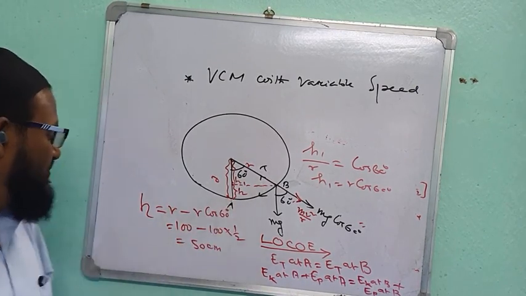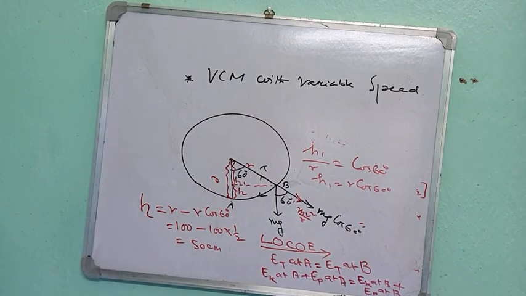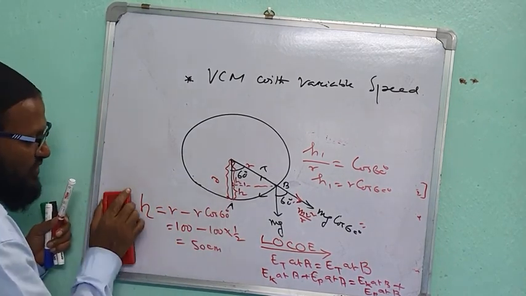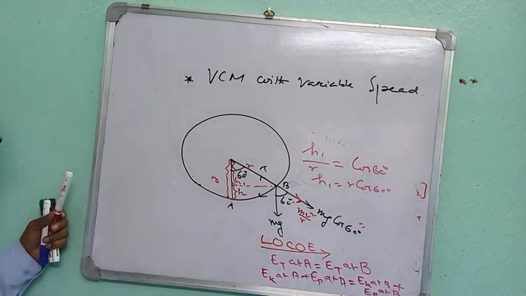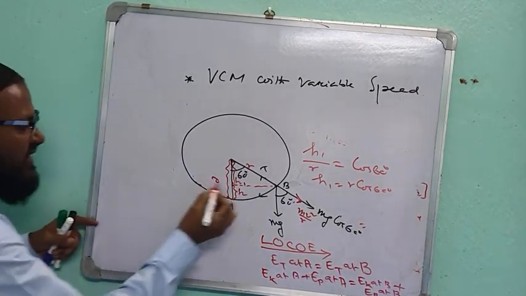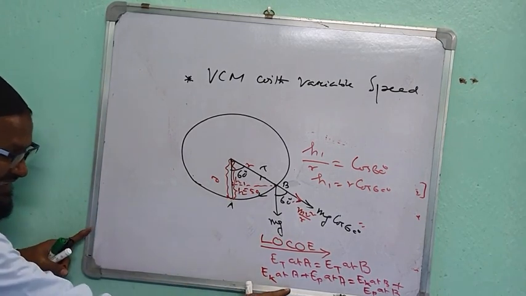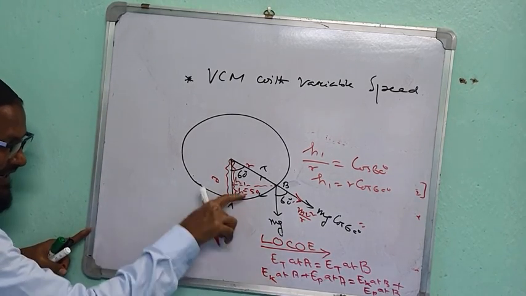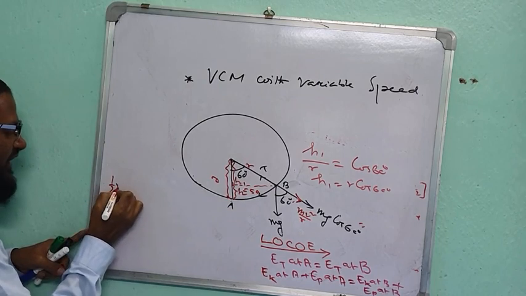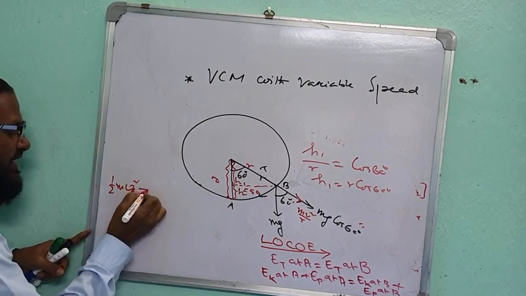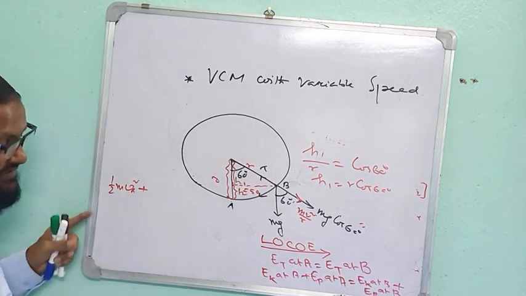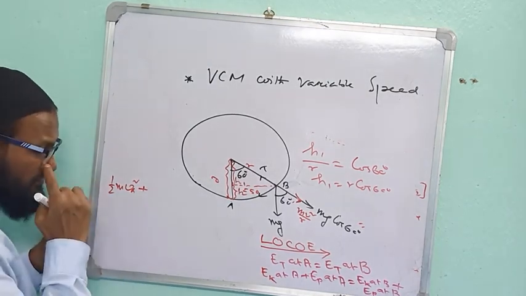EK at A. I am deleting this portion. This H equal to how much? This H equal to 50. I have calculated, this is 50. Now please try to understand. EK at A. What is the formula? Half m vA square plus, please see here.